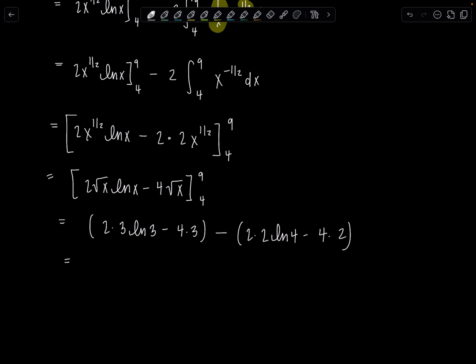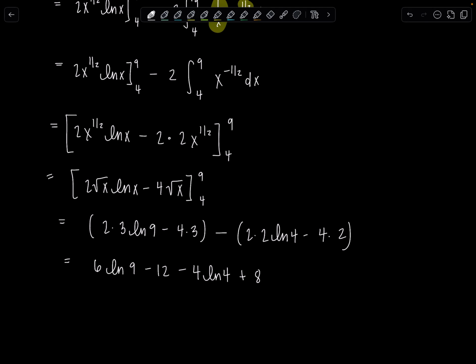This is 6 natural log. Oh my goodness, I'm so sorry. This should be a 9. Were you yelling at me through your screen? My apologies. There's no square root on that one. So 6 ln of 9, please forgive me, minus 12, minus 4 ln of 4 plus 8.